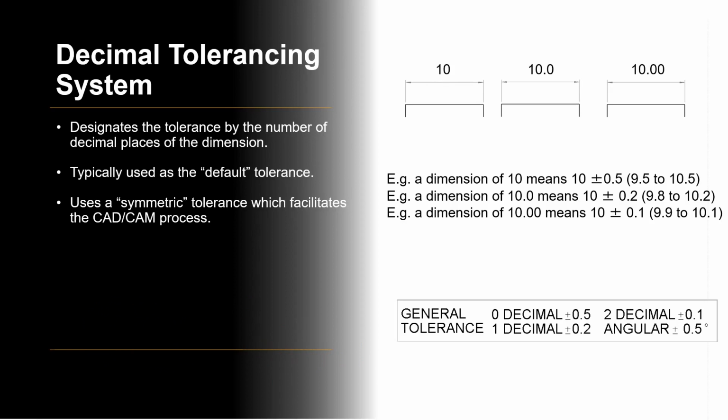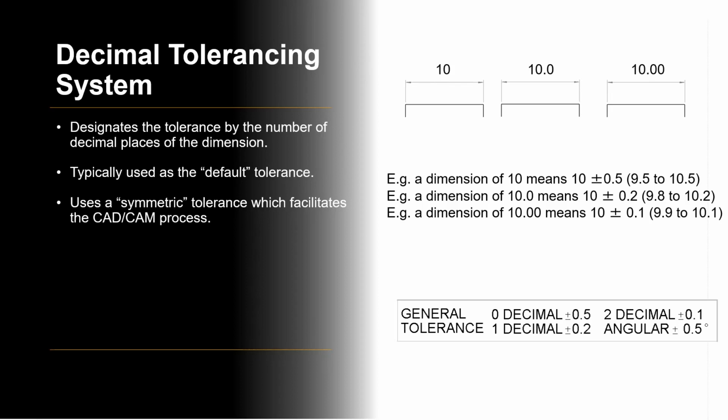So what often happens though is you'll see dimensions that don't have tolerances next to them. And quite often they will have tolerances because the tolerance will be driven by what's known as the general tolerance system or the decimal tolerancing system. So you'll often see in the title block a line that says general tolerance and then a series of tolerances next to 0 decimal, 1 decimal, 2 decimal and so on. So let's look at what that means.